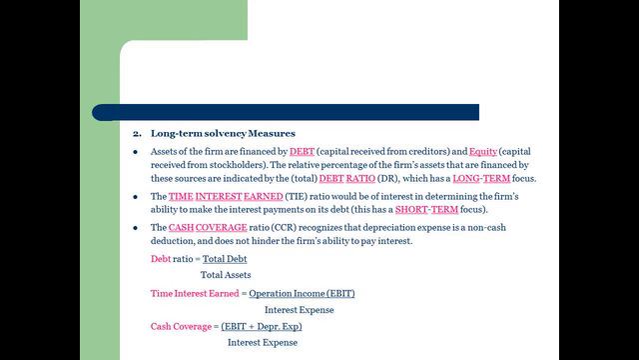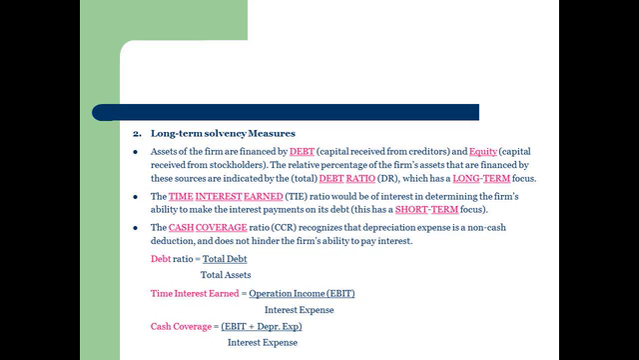The third type of ratio is cash coverage. What does it mean? This ratio recognizes that depreciation expense is a non-cash deduction and does not hinder the firm's ability to pay interest. It is almost the same as the time interest earned ratio, but the only difference is that we add depreciation expense to EBIT, earnings before interest and tax. Why do we add it? Because depreciation is a non-cash item.